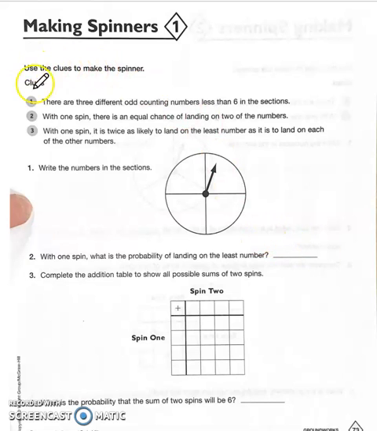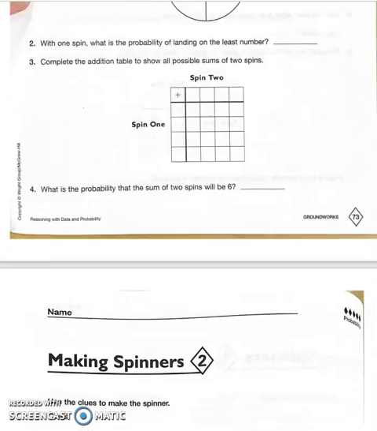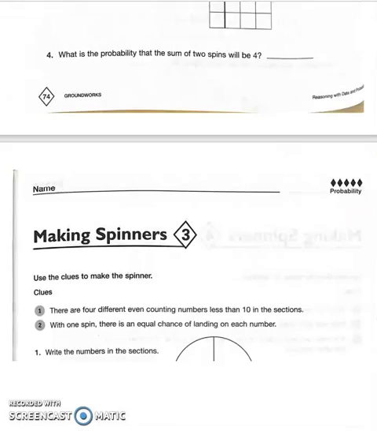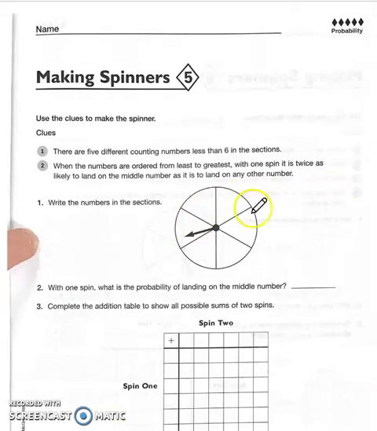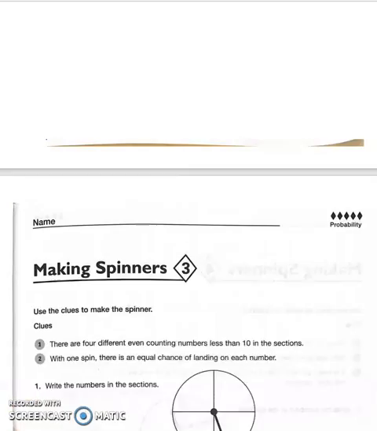So the clues at the top of this, looks like there's 4 sections of this spinner. And each section on each page might be a little bit different. That one's only got 3. That one's back to 4. That one's got, looks like 6. So each one's going to be a little bit different.